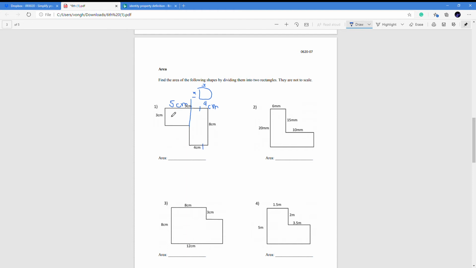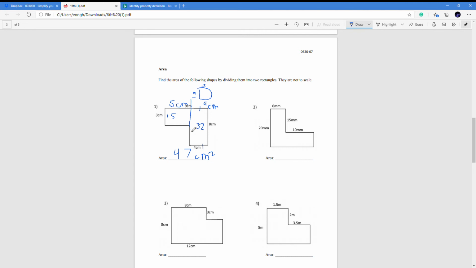And then now you can just multiply it. Like 3 times 5, that's 15, and 4 times 8, that's 32. And now you just add the two numbers, 15 plus 32, that's 47. Don't forget your units, so that's the answer.